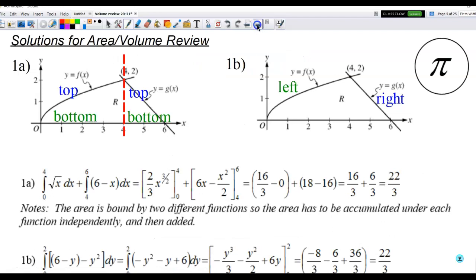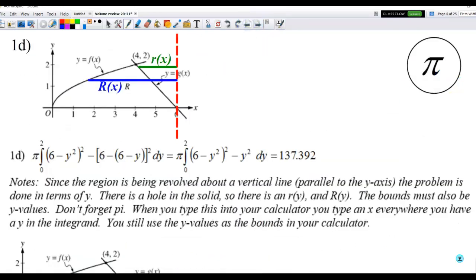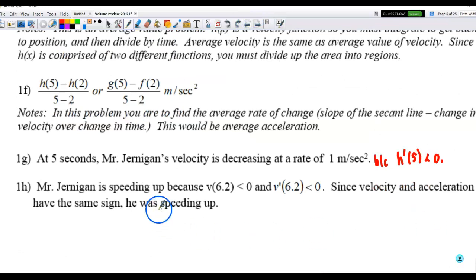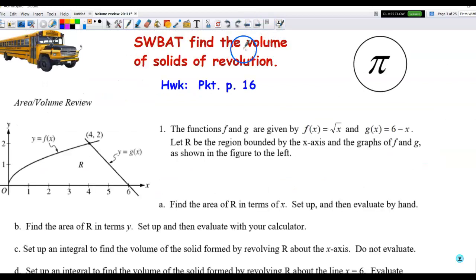So for letter H, Mr. Jernigan is speeding up because velocity is less than 0, acceleration is less than 0, and notice my clear explanation. Since velocity and acceleration have the same sign, Mr. Jernigan was speeding up. That's letter H.